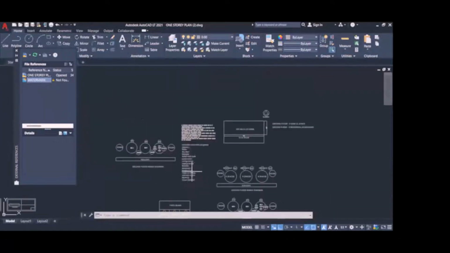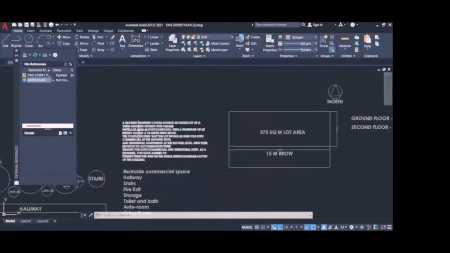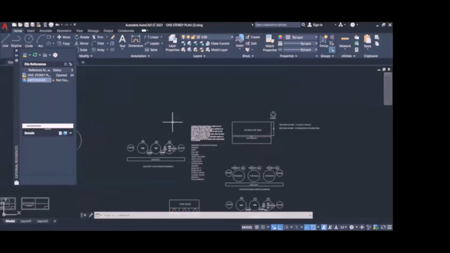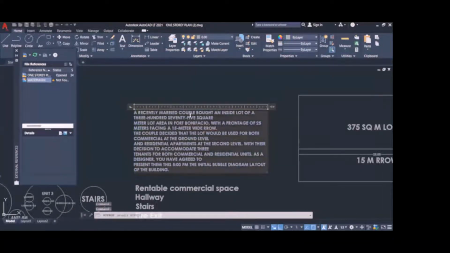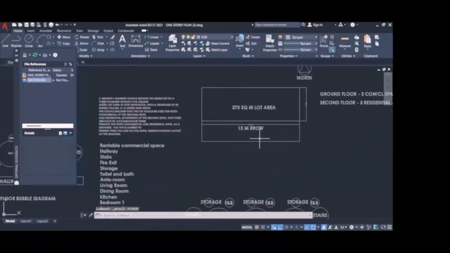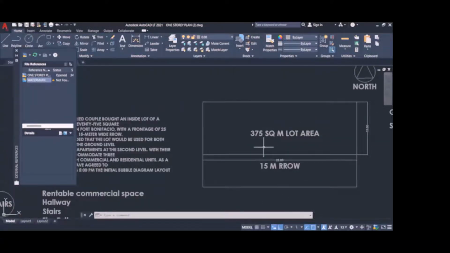So the first thing, when you are analyzing a design problem, you are going to visualize or plot first the site. So, ginawa na natin siya dito. Yan. So, dito, nakalagay sa problem, it's an inside lot. When we say an inside lot, we have only one access to the lot area. So, ibig sabihin, meron siyang isang road right-of-way sa harap niya. So, yun yung ibig sabihin ng inside lot.